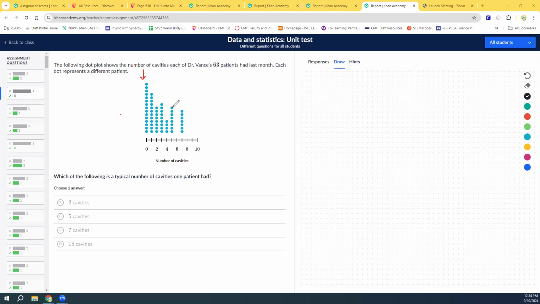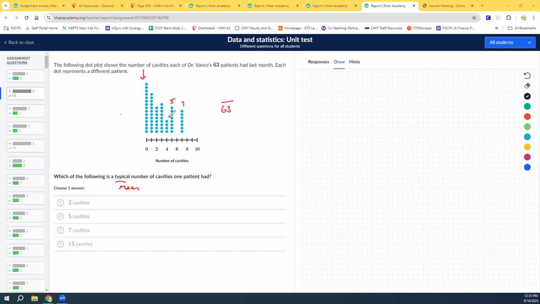And while this is 5 and this is 7, and those are also high numbers, there's more down below. A typical number is talking about the mean. So if you really have time, you can go ahead and calculate the mean of Dr. Vance's 63 patients. Add all these numbers up and divide them by 63, and you'll get the answer.